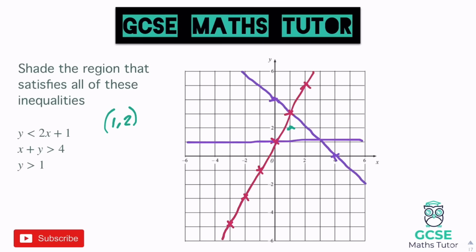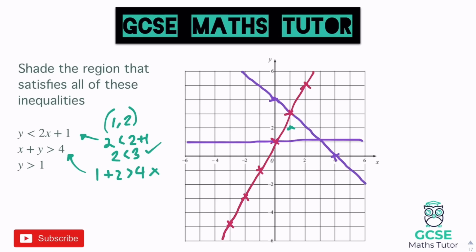So if I sub it into that first one there, x is 1 and y is 2, so y, which is 2, is less than 2 lots of 1, which is 2, plus 1, so 2 is less than 3, and that works, that's correct. Moving on to the next one then, we've got to test all 3 though. x plus y is bigger than 4, so x is 1, so 1 plus y, 1 plus 2 is bigger than 4. No, that doesn't work. So it can't be inside that triangle there.